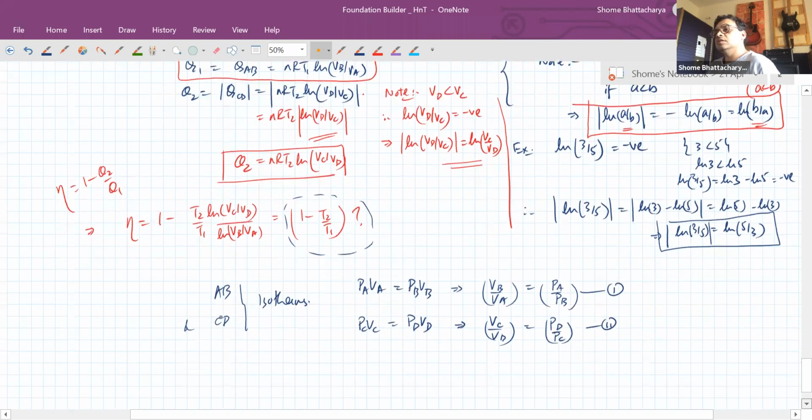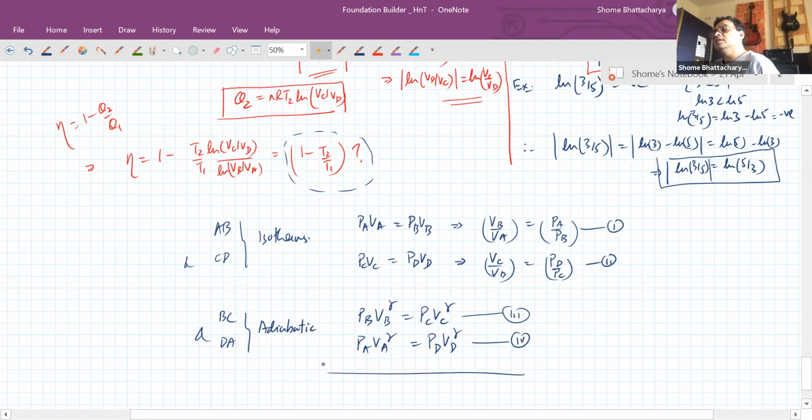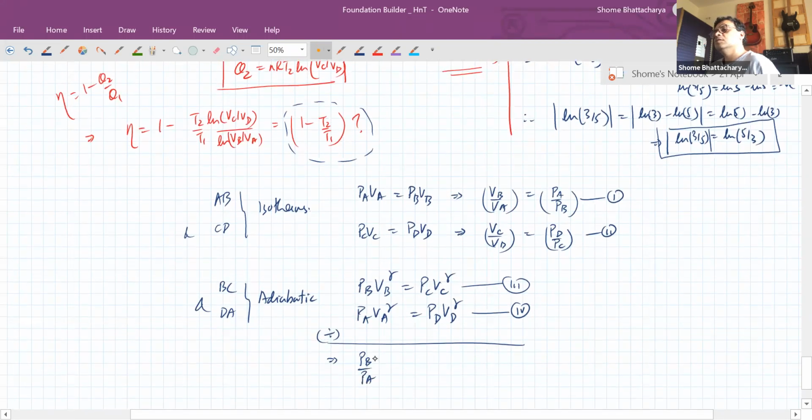Okay. Now similarly, we can see that BC and DA, they are adiabatic processes. Okay. So PBVB to the power gamma is equal to PCVC to the power gamma. Okay. And PAVA to the power gamma is equal to PDVD to the power gamma. Okay. So if we divide these two equations, we can see here that PB by PA into VB by VA to the power gamma is equal to, on the other side, PC by PD into VC by VD to the power gamma.